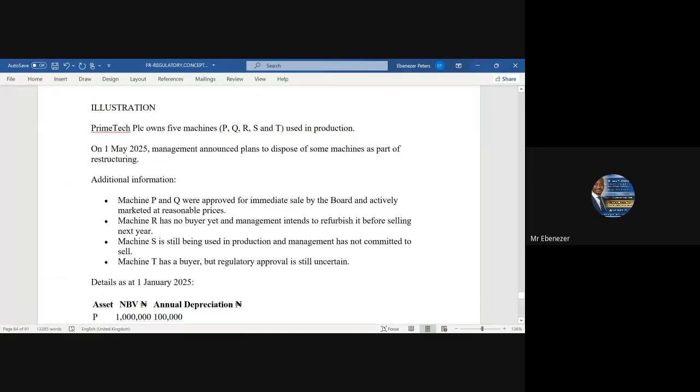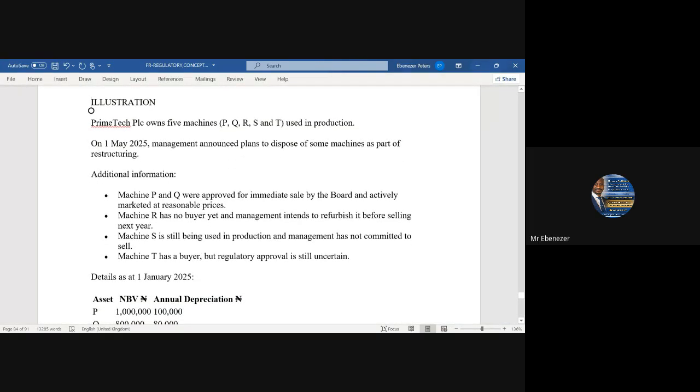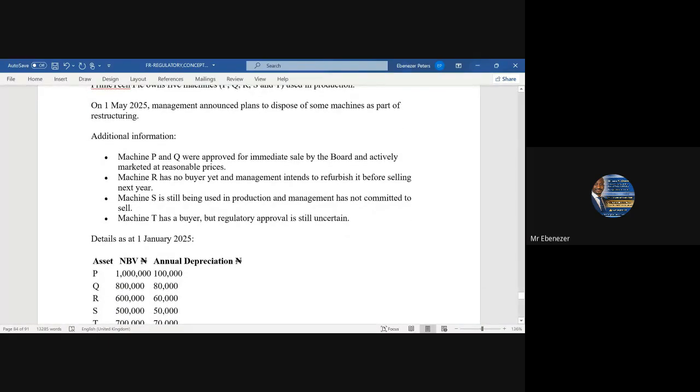Okay. Let's look at this illustration together. Prime Tech PLC owns 5 machines used in production. On 1st May 2025, management announced plans to dispose of some of the machines as part of a restructuring. Additional information: machines P and Q were approved for immediate sale by the board and actively marketed at reasonable prices.